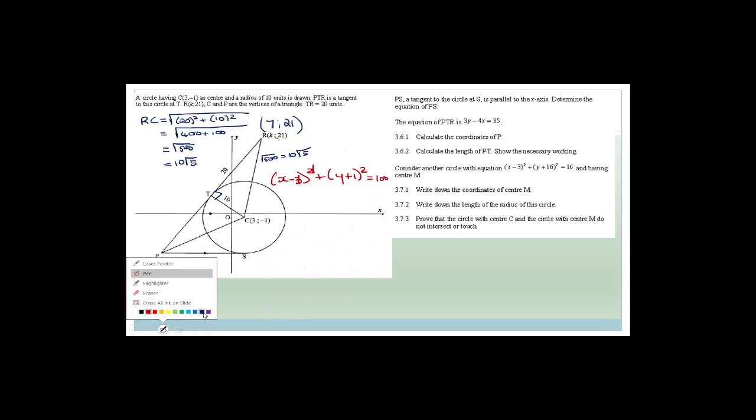Now it says PS is a tangent to the circle, and it's parallel to the x-axis. Determine the equation of PS. Okay, so if it's parallel to the x-axis and it touches here, then do you agree the y value of that has to be 3 something? We don't know what it was. It just has to be 3 something.